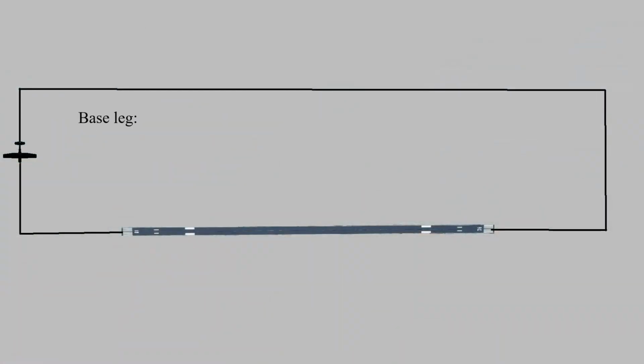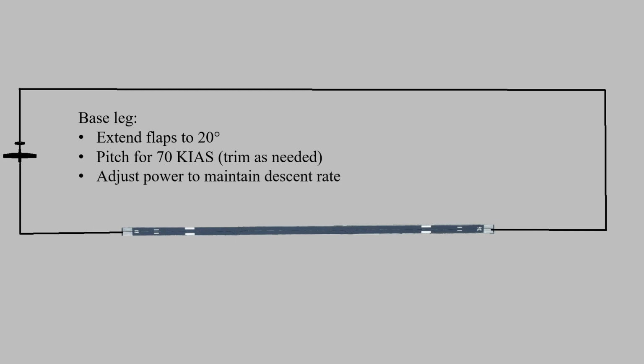Once you've completed your base turn, you want to extend your flaps to 20 degrees, pitch for 70 knots of indicated airspeed, trimming as needed, and adjust power to maintain your descent rate of about 300 to 400 feet per minute. You shouldn't need to adjust your power that much. 1900 RPM should give you a pretty good descent rate of about 300 to 400 feet per minute.